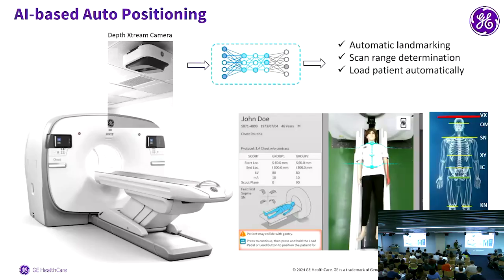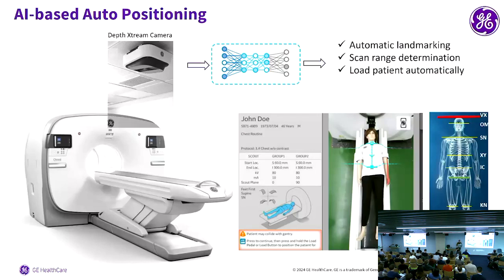So that camera just monitors the patient and sends the image into the neural network, and it does automatic landmarking. For example, here 8 different landmarks are identified, and then the scanner decides what the scan range is and how to isocenter the patient.